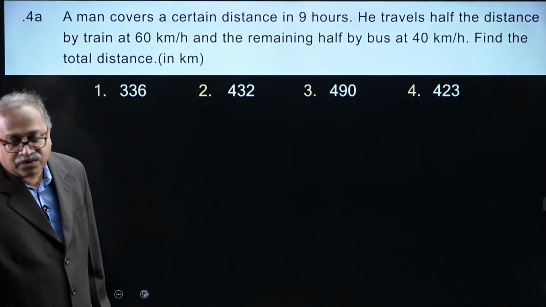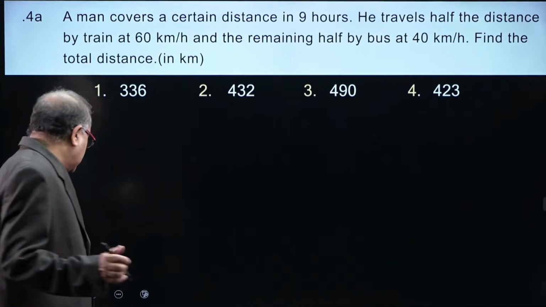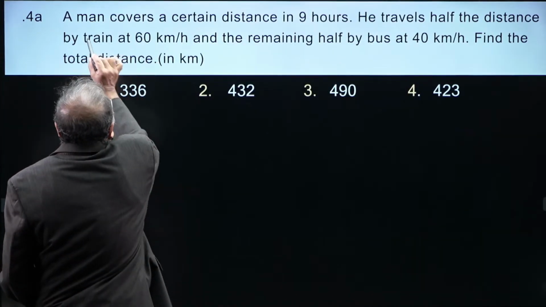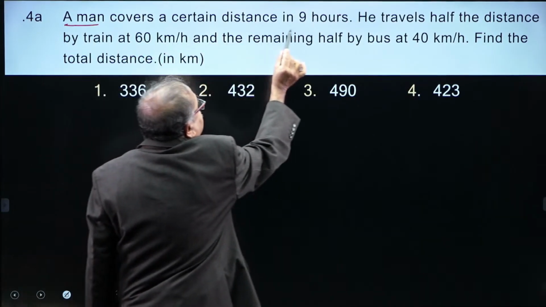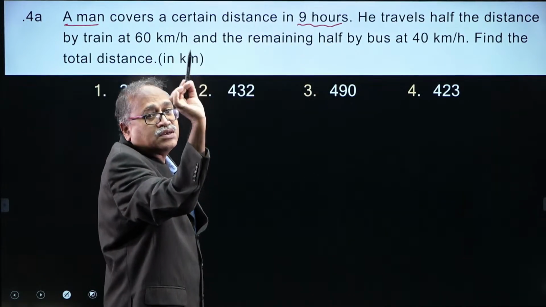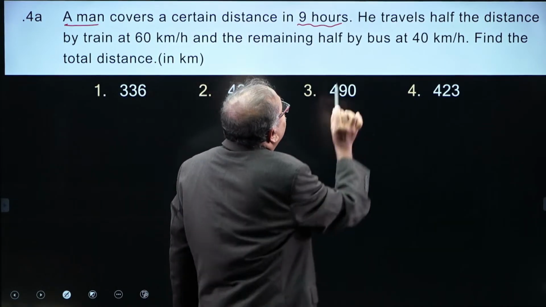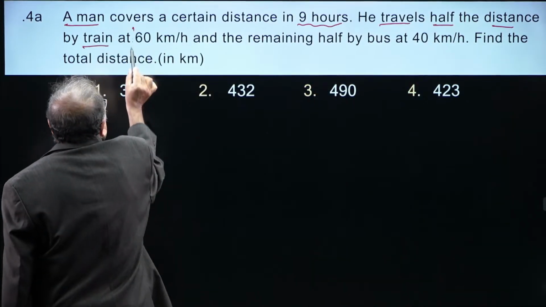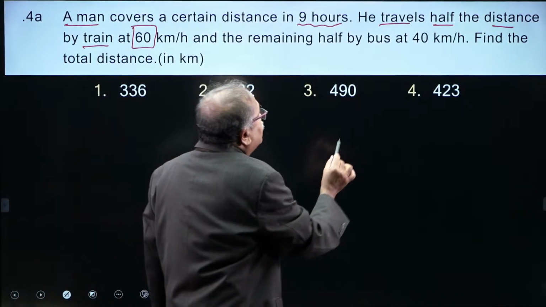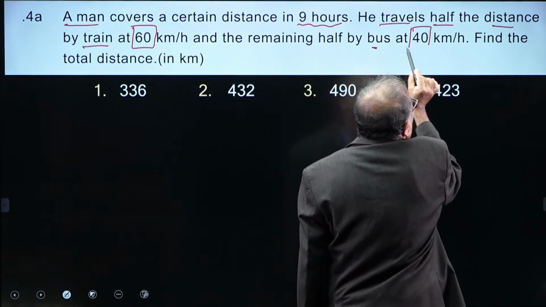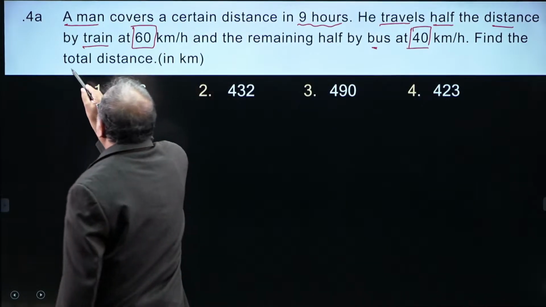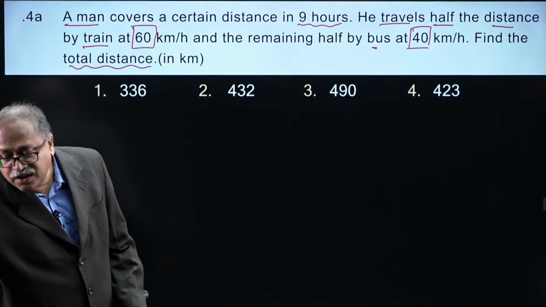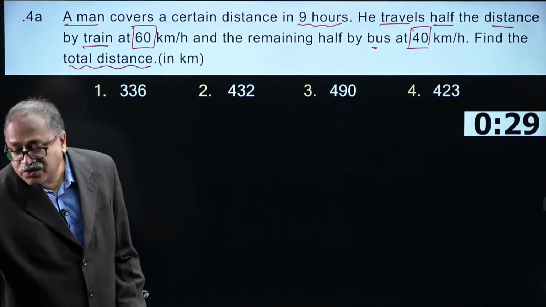I am moving on to the next question, which is this. Check the accuracy. I know you will be able to answer the question. A man covers a certain distance in 9 hours. Certain distance, I do not know the d, but I know the time. He travels half of the distance by train at 60 km per hour and the remaining half by bus at a speed of 40 km per hour. Find out the total distance. Come on my dear friends, you do not need the 30 seconds to answer the question.